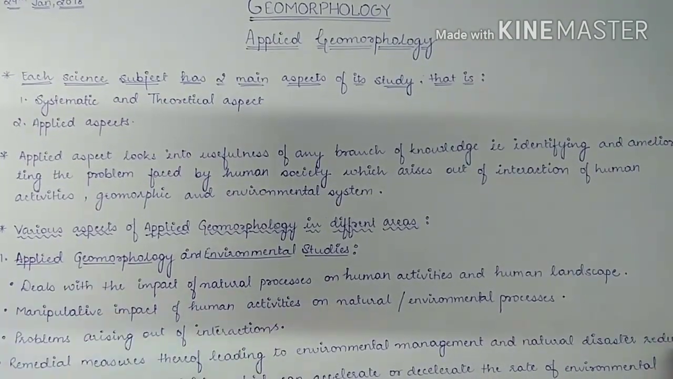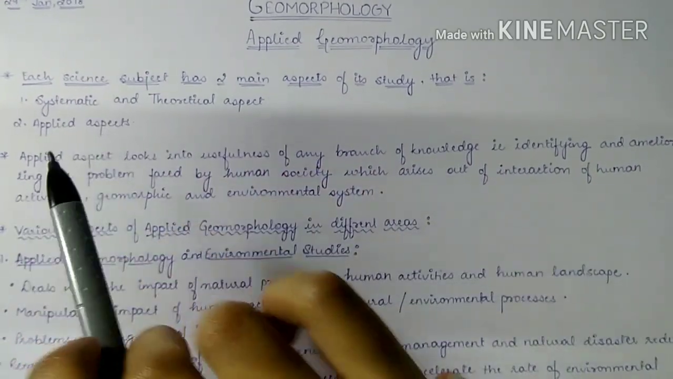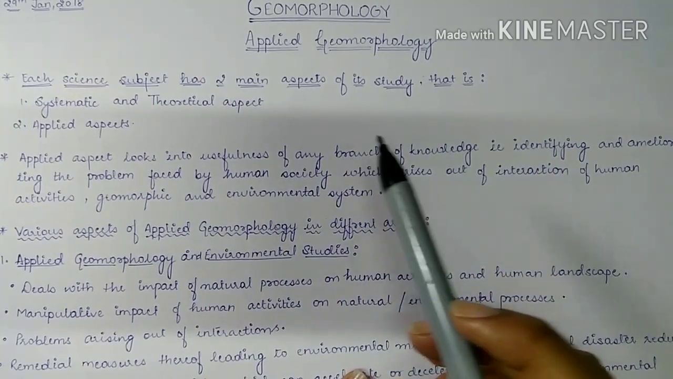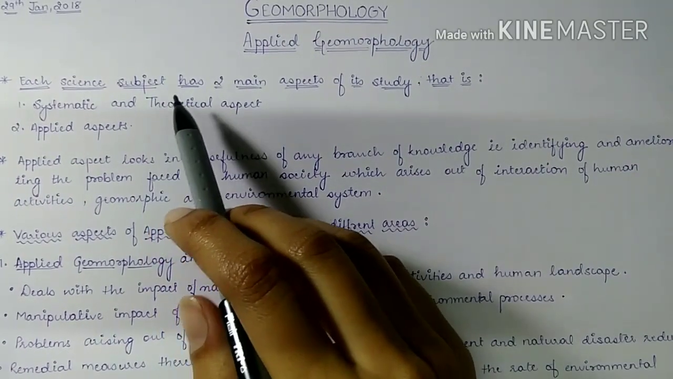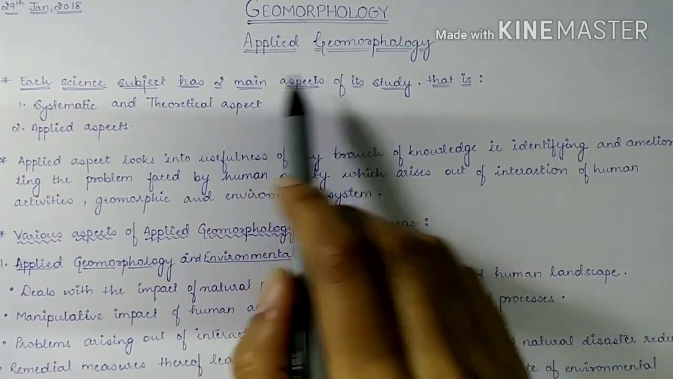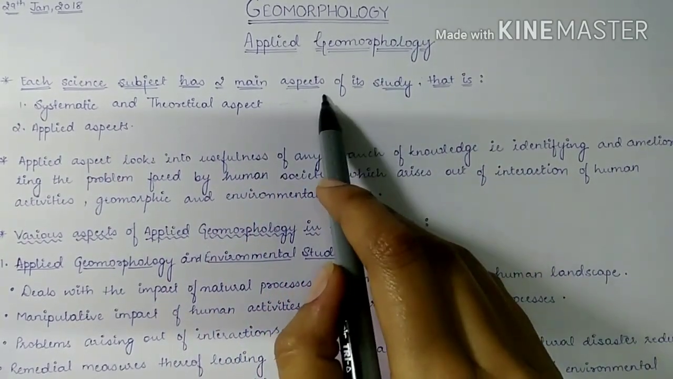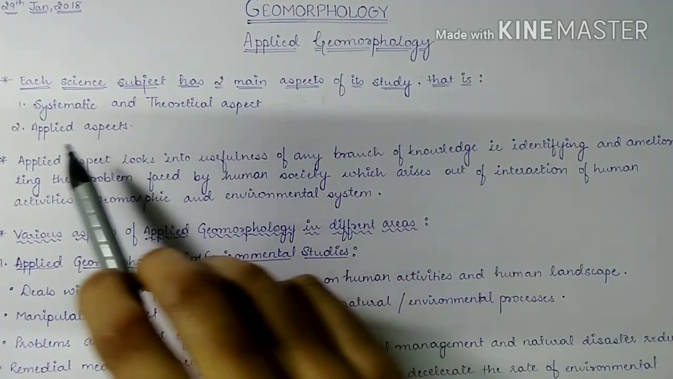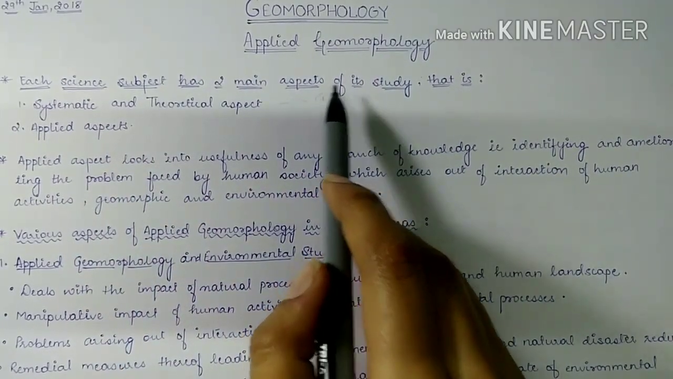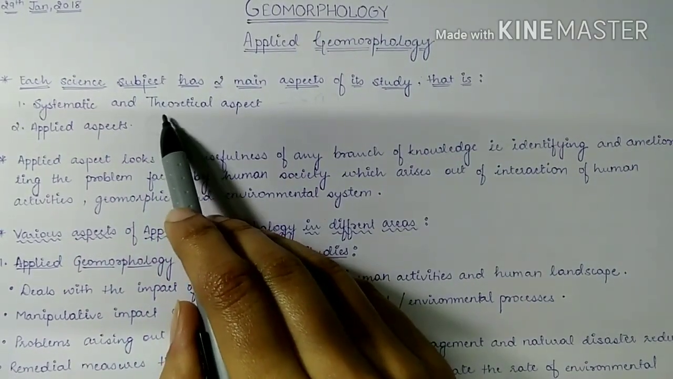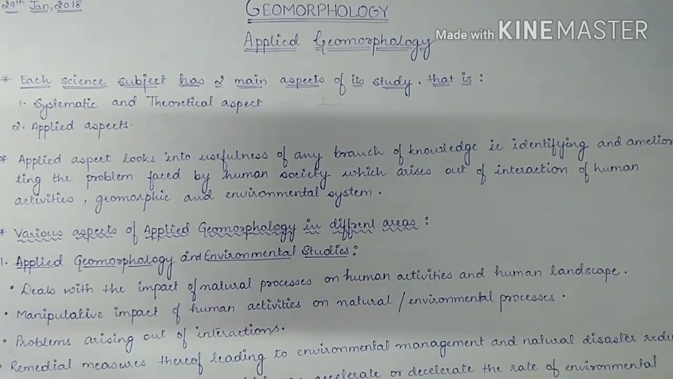So, starting with applied geomorphology. In every science subject, whether biology, chemistry, physics, or geography, there are two main aspects of study. First is the systematic and theoretical aspect, where we study its theories and laws, and the other is its applied aspect. In the applied aspect, we apply all these laws and theories in practical life.